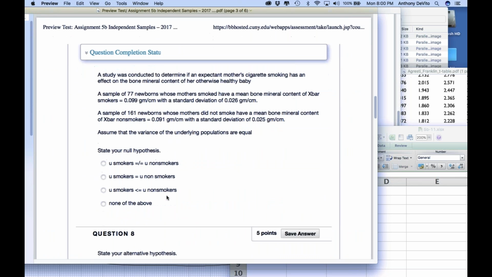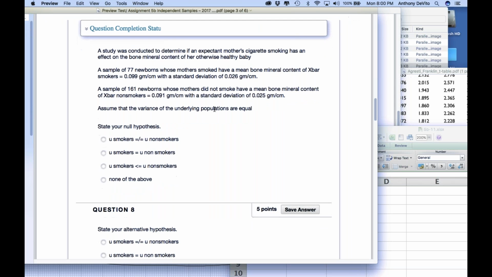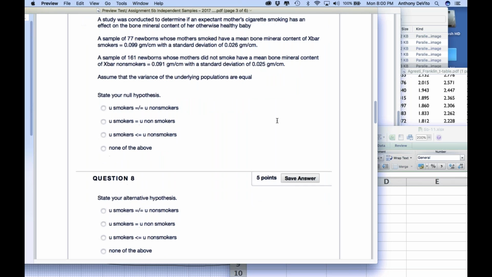Okay, so let's go to the problem that kind of chewed everybody up. We have two samples here, two groups of women. One group smoked: there were 77 women who had babies that smoked, and there were 161 mothers who didn't smoke during pregnancy. They measured the bone mineral content for each of the two groups. Each group had a different standard deviation, but they were pretty close, 0.026 versus 0.025. Assume that the variances of the underlying populations are equal. Well, we would have done that anyway because they're so close.